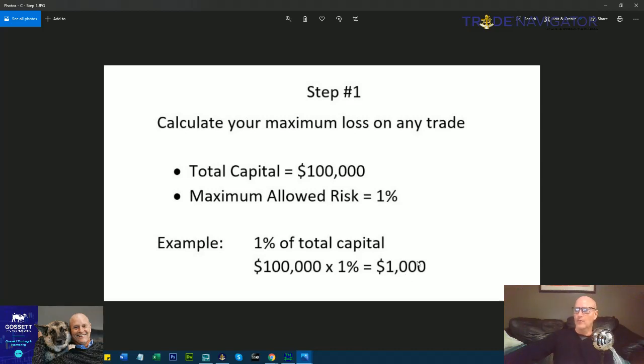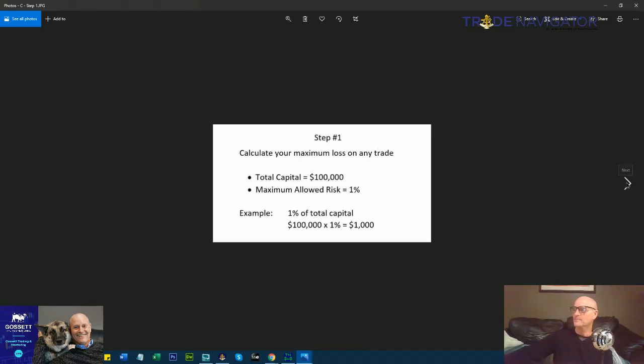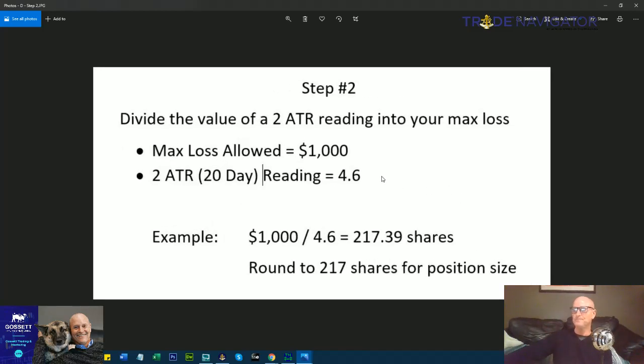So regardless of whether you have $10,000 or $100,000 or $1 million, you have to determine the maximum allowed risk for any one trade. And like I said, 1% is fine, 0.5% is fine. I know traders that will only risk 0.25% on any particular loss. But for this example, let's just use 1%. Then what you need to do is divide the value of a 2 ATR reading. Some people use 1.5, gives them a little less room. Some people use 3, gives them a little bit more room. But I've chosen 2 ATR.